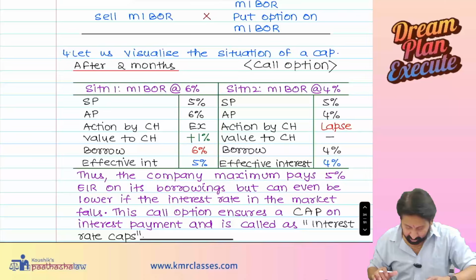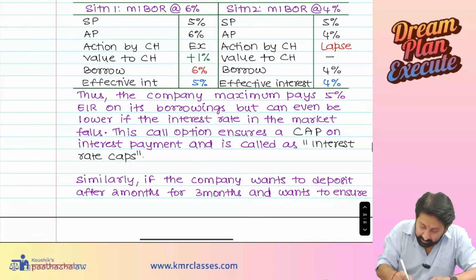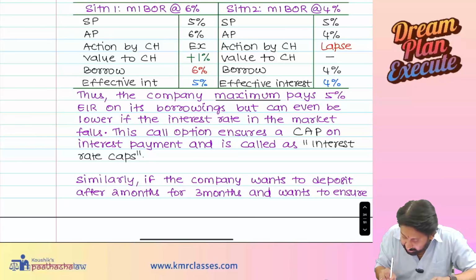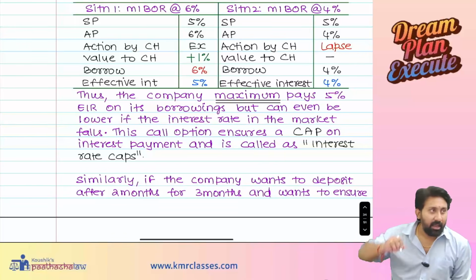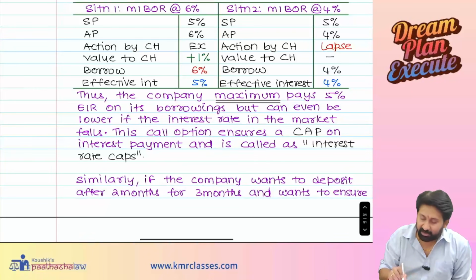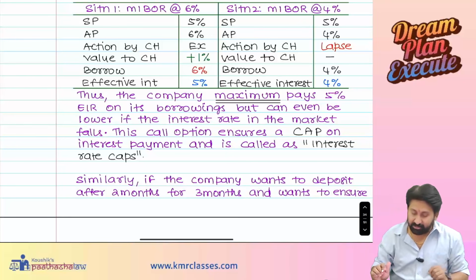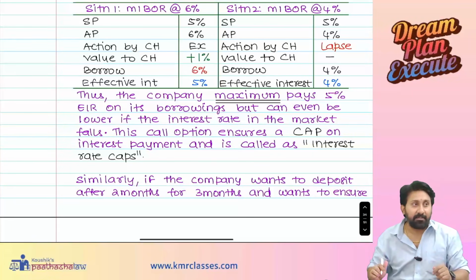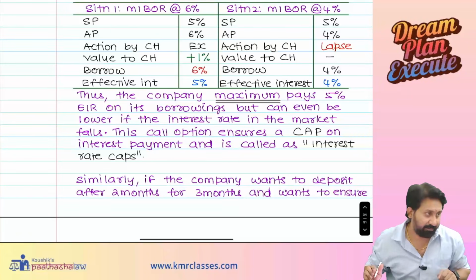Everybody understood or not? So the company maximum pays 5%. Here the important word is what? Maximum. Maximum it pays 5%. Okay, and 5% effective interest rate on its borrowing, but can even be lower if the interest rate in the market falls. This call option ensures a cap on interest payment. That means maximum cap is 5. That's why they call it interest rate caps. Interest rate what? Caps. Okay. Next.